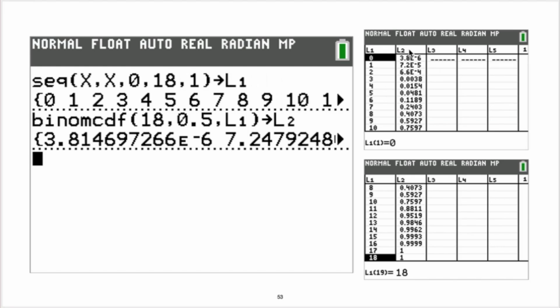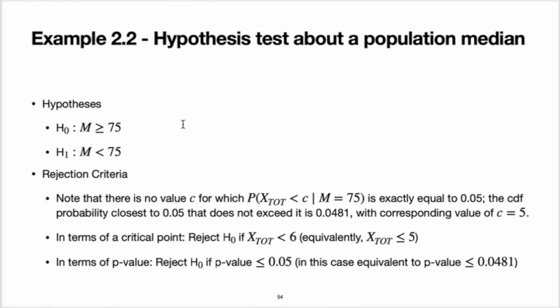And again, because column 2 contains the values of the CDF, that 0.0481 corresponds to the probability of observing a value of the test statistic X-tote less than or equal to 5 if the boundary condition of the null hypothesis is true. Okay, so we've got our hypotheses, and now we can come up with our rejection criteria. Having looked at the sampling distribution of the test statistic under the conditions of the null hypothesis, we can come up with our rejection criteria.